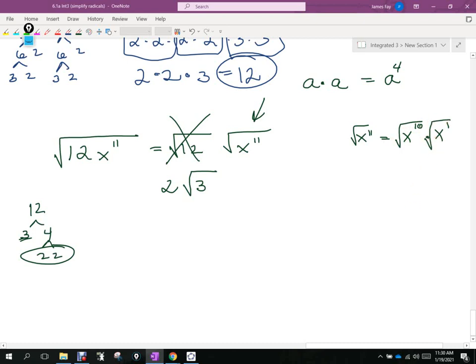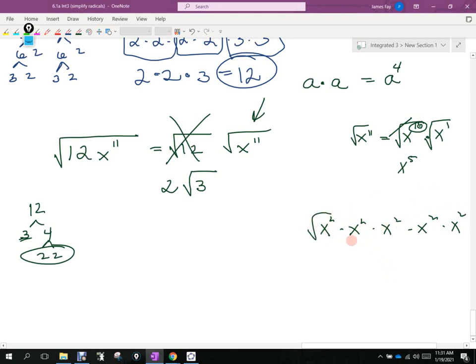And what happens when you have an even power, that square root and that power are going to cancel and cut the power in half. So what's half of 10? 5. So that gives me x to the 5th. And the reason for that is because x to the 10th can be rewritten as x squared times x squared times x squared times x squared times x squared. Adding the exponents, 2 plus 2 is 4, plus 2 is 6, plus 2 is 8, plus 2 is 10. So that's x to the 10th.